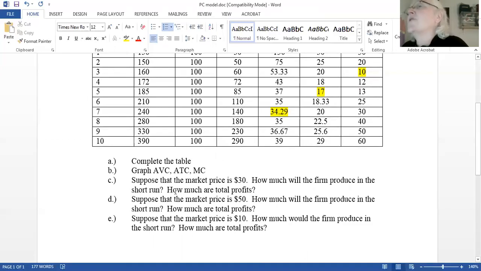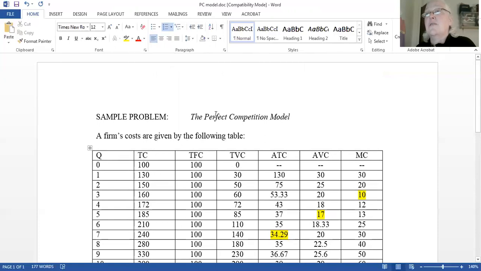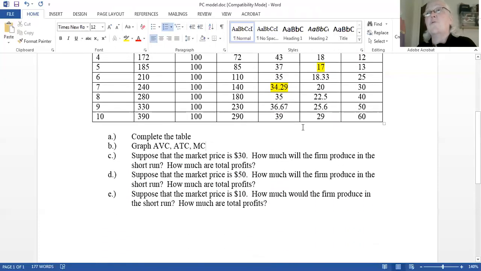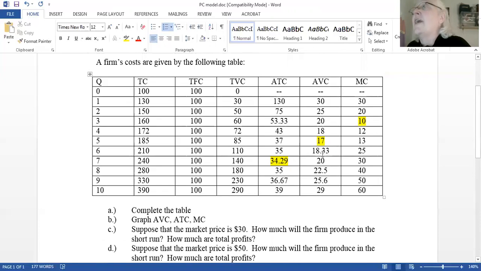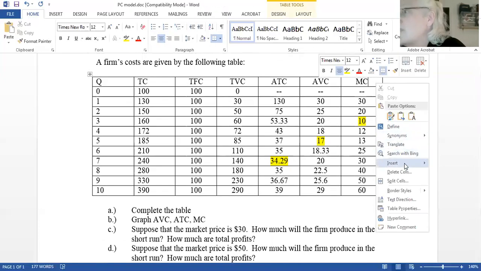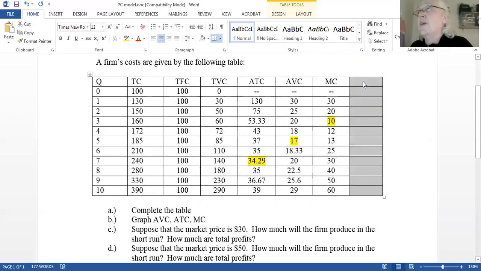Now what we're going to do, the market price is 30. Knowing that this is a perfectly competitive market, look, the perfect competition model, only in perfect competition, is the market price equal to marginal revenue. Remember that horizontal line, P on the left, MR on the right, they're the same thing. So what I'm going to do is insert a column here, and I'm going to call this MR.